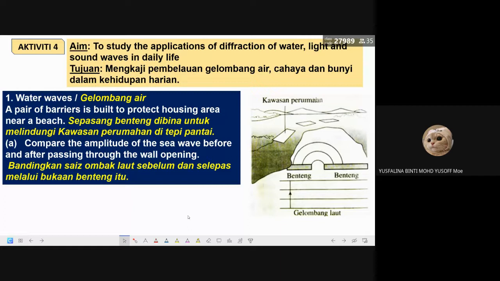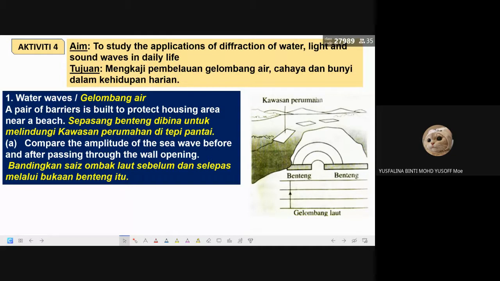Okay, so we build a pair of barriers, built to protect the housing area near a beach. So let's say we know that when the water wave travels from the sea water near the beach, they bring energy also. So the energy is quite high. So there must be a way to decrease the energy.